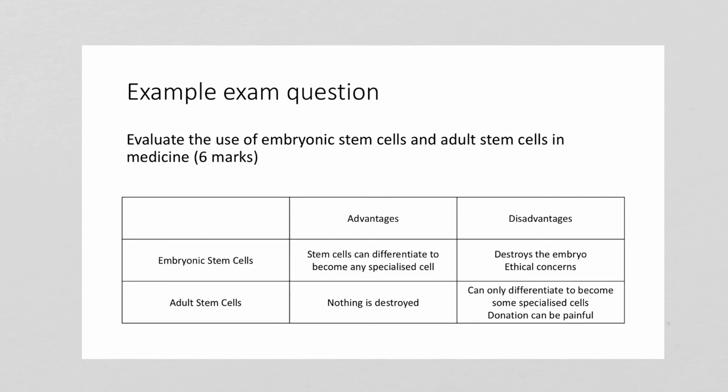Nothing is getting destroyed. Disadvantage of embryonic stem cells, obviously, is that it destroys the embryo. And you can talk about how that leads to ethical concerns, because some people don't like the idea of destroying embryos. Adult stem cells, the biggest disadvantage is they can only differentiate to become some specialized cells. So you're limited in what you can use those cells for.